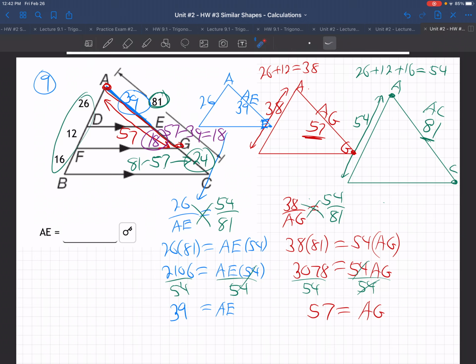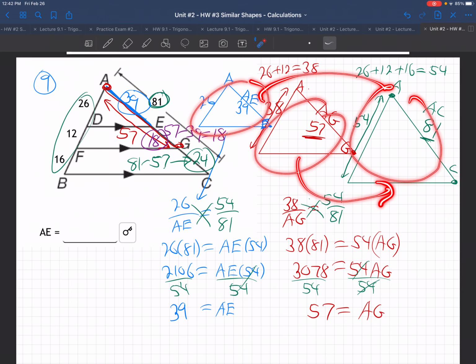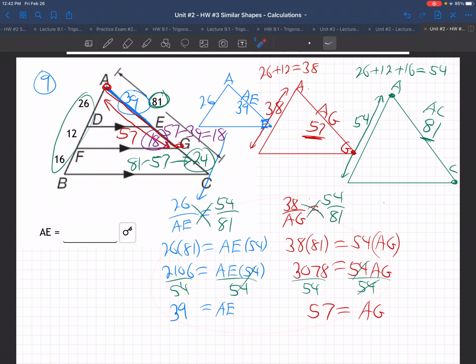I had to do similar triangles, both the small with the large and the medium with the large, to find those parts. And then I was just getting AE and then AG, and I had to subtract those to find the middle and the little bottom piece.